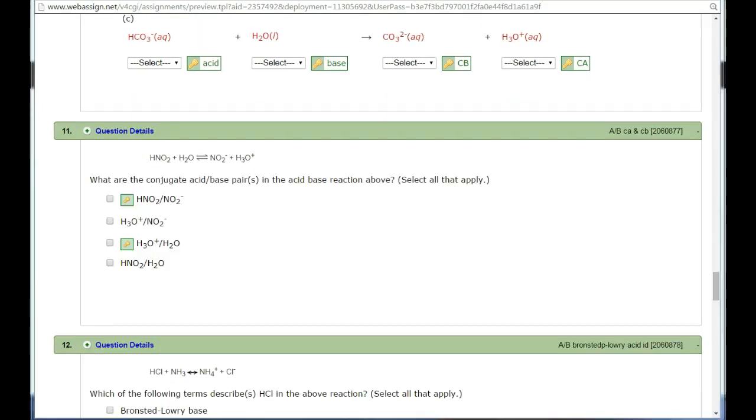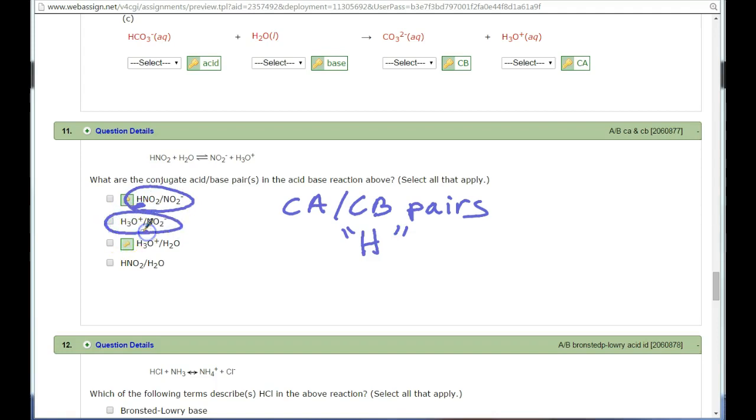So in this next one, what does it say? What are the conjugate acid-base pairs in the acid-base reaction above? Select all that apply. All right, so conjugate acid and conjugate base pairs can only differ by one H. And otherwise, all the other things have to be the same. So this one differs by one H, so it is a pair. This one is not, because that one has H's, that one has no H's, and that one has N's, and that one has no N's, so that one's not even close.